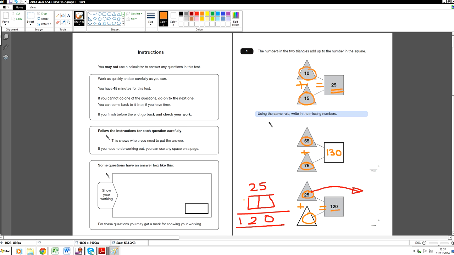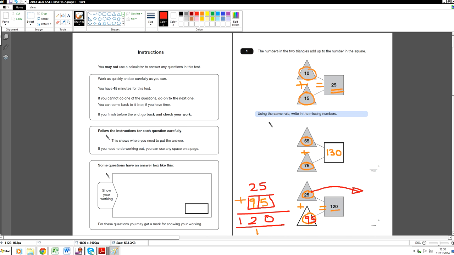It's a good idea. So we think of it as a column style of adding. So 5 add something is going to be 10. So that's going to be a 5. And then 2 add 1 is 3, add something else is 12 altogether. 3 add 9. So 25 add 95 is equal to 120. So the missing number here should be 95.